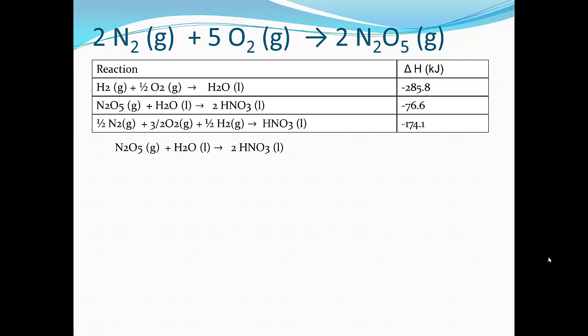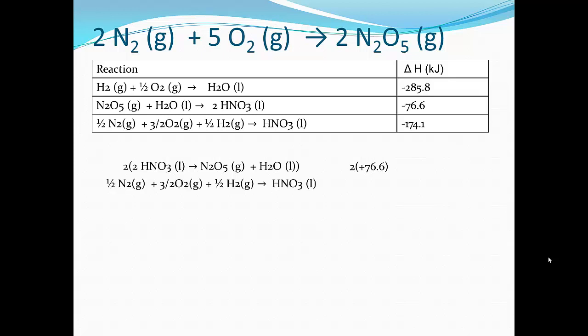Now, in the reaction I'm given, dinitrogen pentoxide is on the reactant side, but in the reaction that I want, the dinitrogen pentoxide is on the product side. Also, I need 2 of them in the reaction that I want, and I only have 1 in the reaction I am given. So I'm going to need to reverse and double the reaction that I'm given. When you reverse and double the reaction, you also must reverse and double the delta H for that reaction, meaning I must change the sign to positive and multiply that by 2. So now I have 2 times that first reaction. Now I'm going to go on to another one.